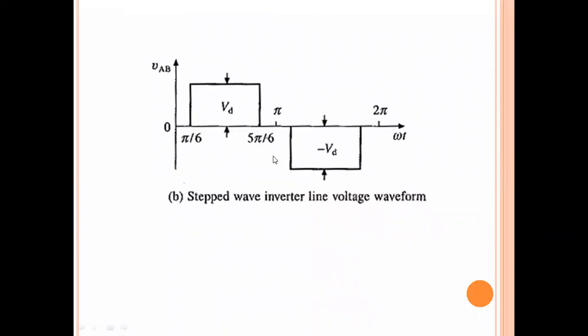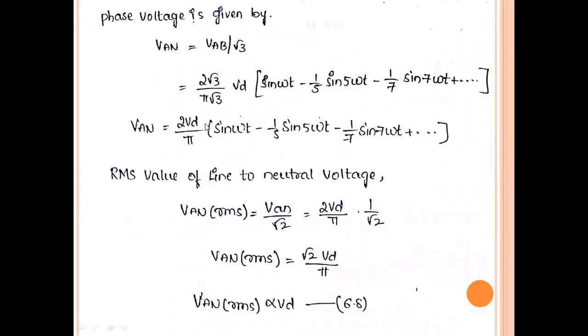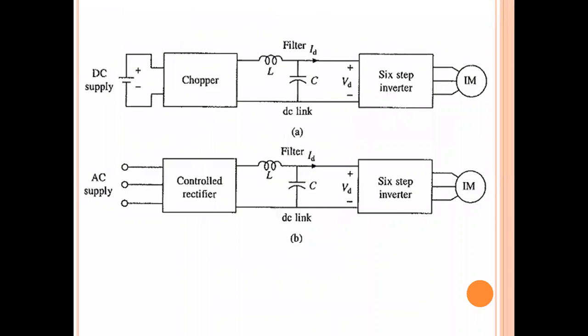Okay, using the time period, we can control the frequency. Using the input DC voltage, we can control the output voltage. So this is how we can get variable frequency as well as variable voltage using a voltage source inverter.